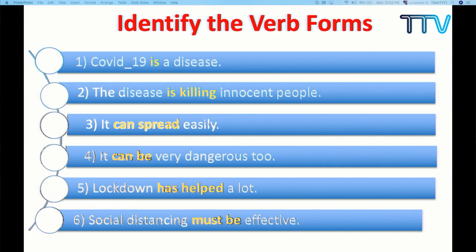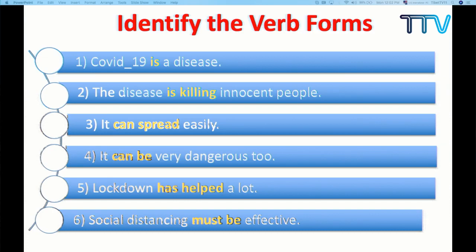Take your time. The first one: COVID-19 is a disease. Is is a verb. Now, what form of verb is this in this sentence? Any idea? First of all, you see whether there is a principal verb or not in this sentence. Do you see any principal verb? No. So we cannot say this is a helping verb. So what is the other one? It is a linking verb. So in COVID-19 is a disease, is here is a linking verb. You got it?